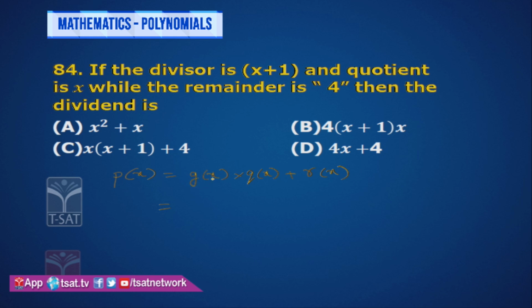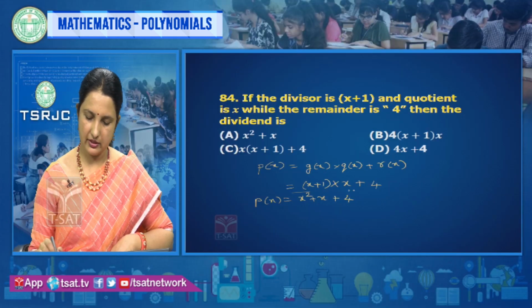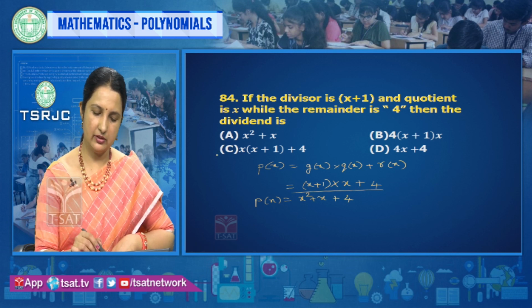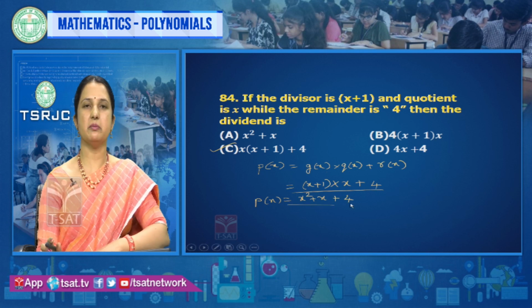Dividend means p of x is what? Divisor, what is given? x plus 1. Quotient, what is given? x. And remainder, what is given? 4. So x into x plus 1, what you will get? x square plus x plus 4. So p of x equals x square plus x plus 4. Where is it in the options? This is given as x into x plus 1 plus 4. So no need to do this much simplification.